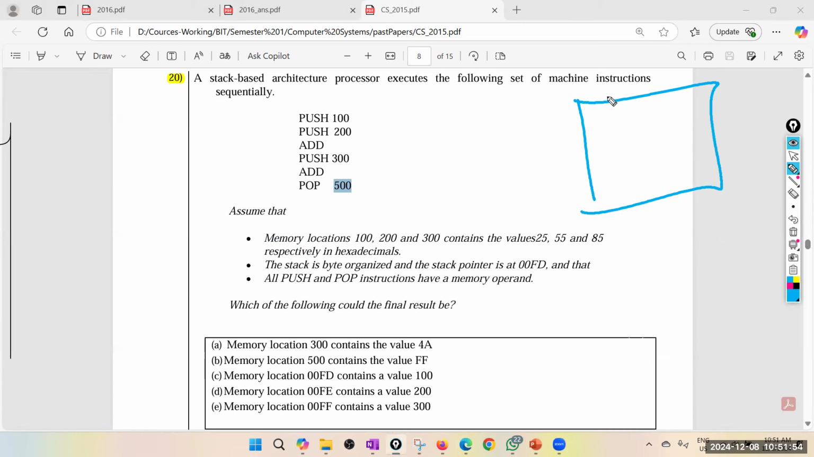First draw the memory structure. Memory location 100 has 25, 200 has 55, and 300 has 85. Stack is byte organized and the stack pointer is 00FD.